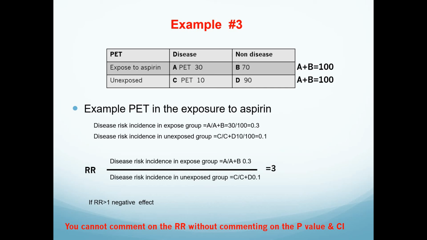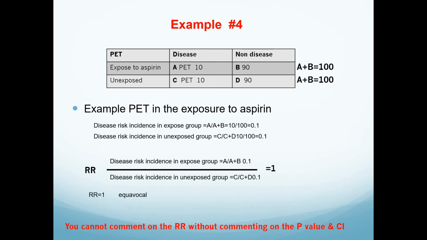What does that mean? That means relative risk is more than 1. In this example, it's a negative effect. That means aspirin is increasing the risk of development of BET. So when we are interpreting the relative risk, we have to know what is the question of our research or our study.